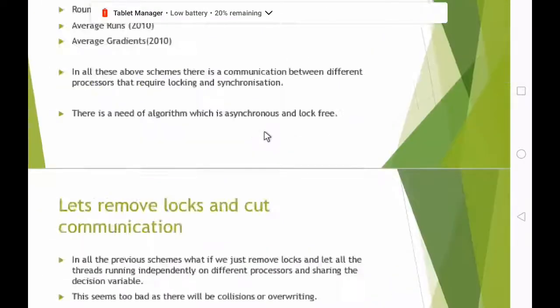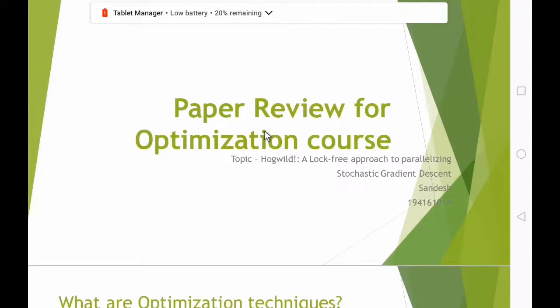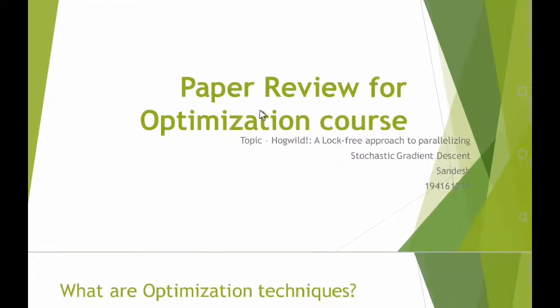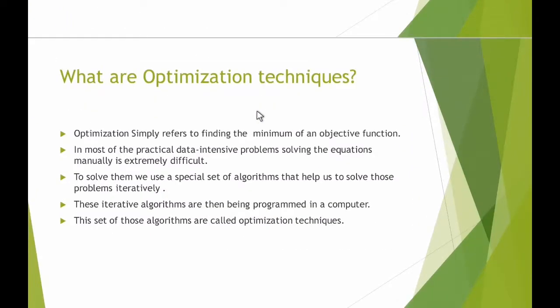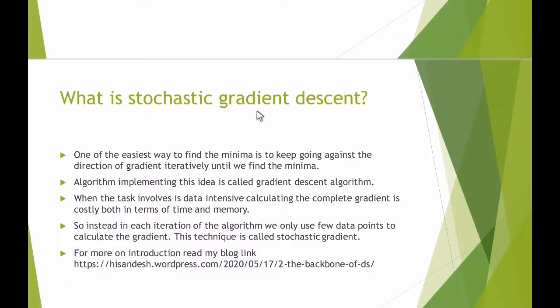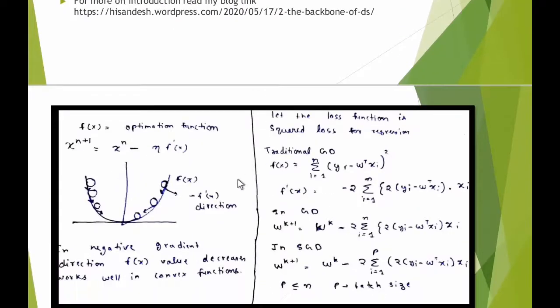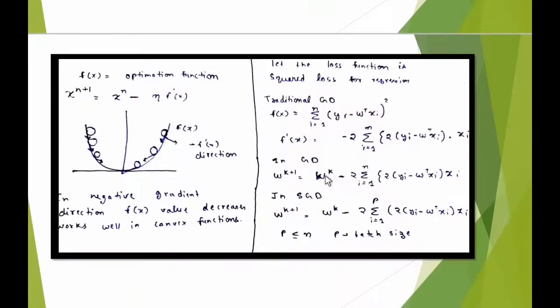So before I talk about the performance of this Hogwild algorithm, let me just recapitulate. First, we defined what optimization techniques are. These are iterative ways of finding the minimum of a function. Second, we defined gradient descent. It is a technique where we keep moving in the negative direction of the gradient. Then we defined stochastic gradient descent, in which we are not calculating the whole gradient, but calculating the gradient with respect to only p points.